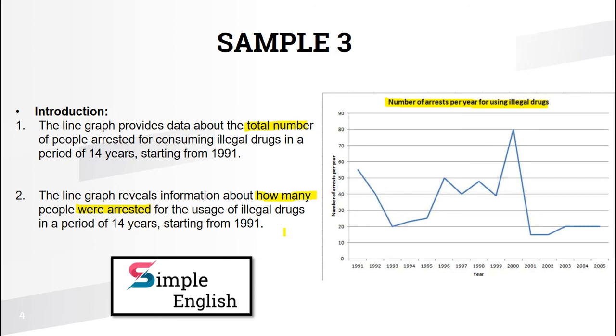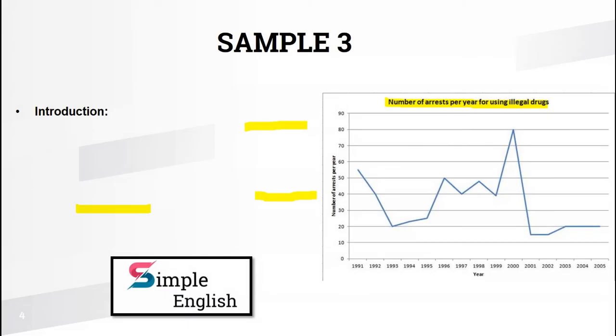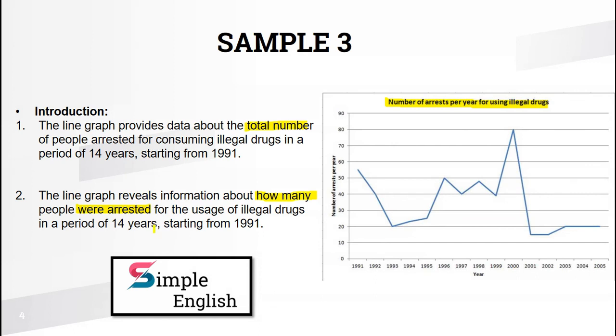In this case, surprisingly, you cannot use the third structure as we did before. The reason is that the third structure is always comparing things. However, in this graph we are not comparing anything. The graph just illustrates information; it doesn't compare anything with anything. Therefore, you cannot use the third structure.